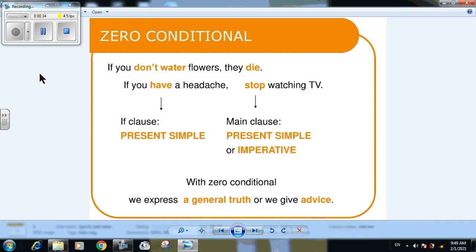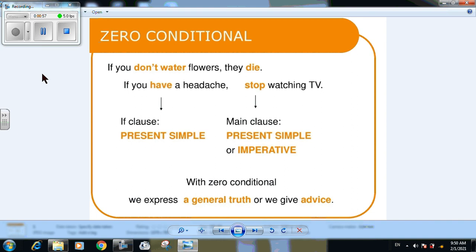Okay, this is the zero conditional. And here we link two sentences in the present simple tense using the word if. The two sentences are in the present simple tense. Do you remember the present simple tense? Exactly, when we put s with he, she, and it only. This is the present simple tense.